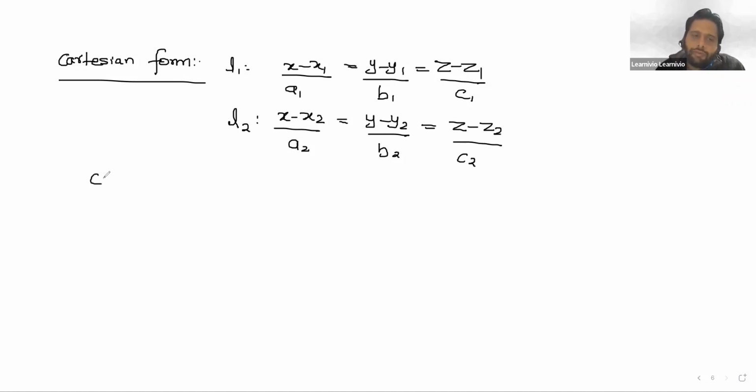If you're finding cos theta from this, what will you get? What is your vector? Seth, can you tell me what is B1? Seth, vector B1?